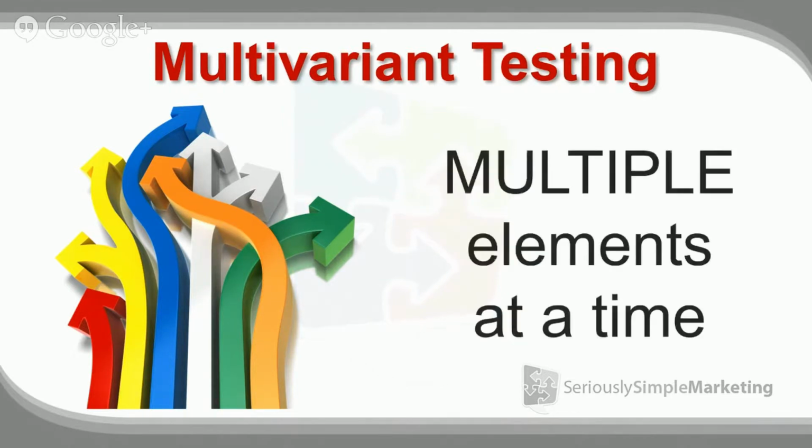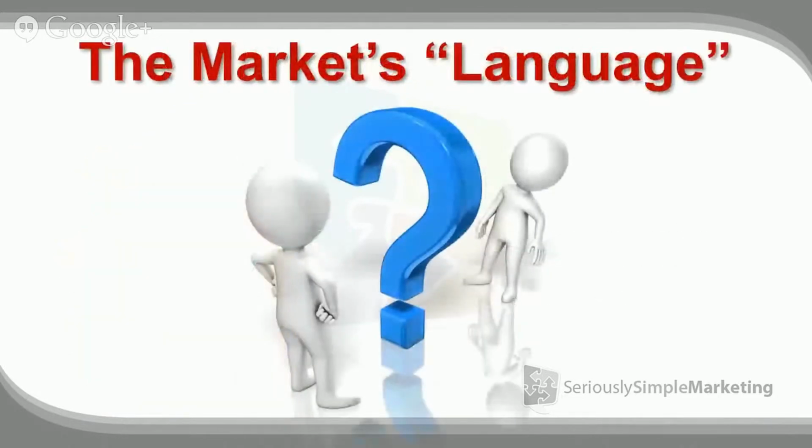We just really like to test one element at a time as opposed to multiple elements at a time with multivariate testing. All right, now we talked about the market's language. I say that phrase a lot. We talk about it with our clients a lot. So here's what this is like.